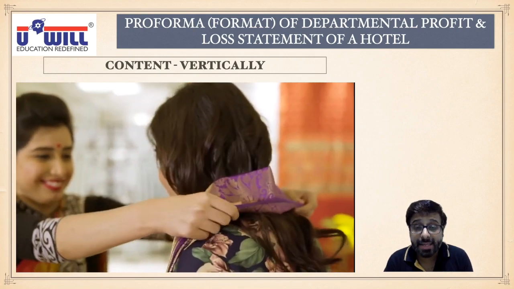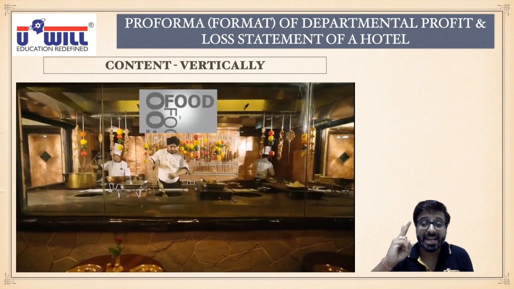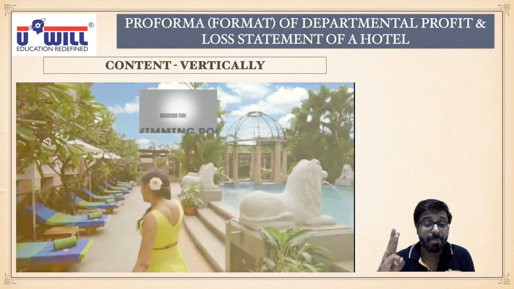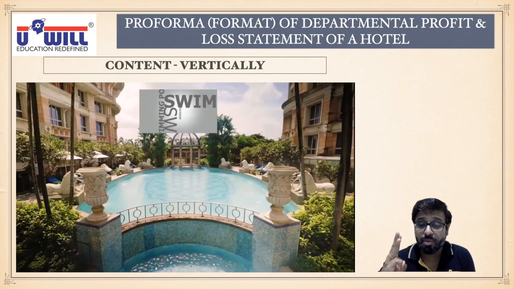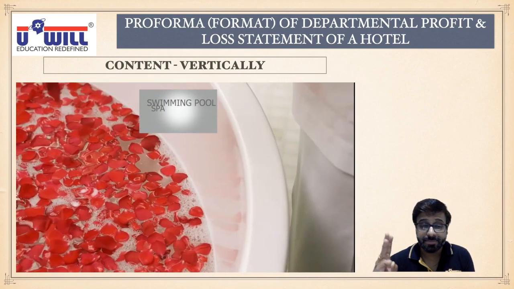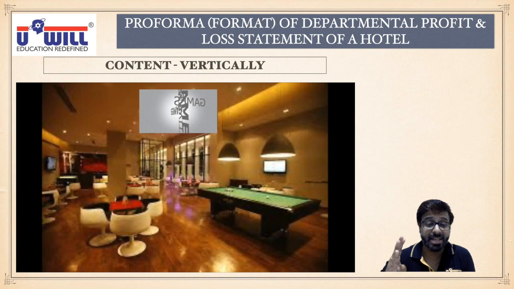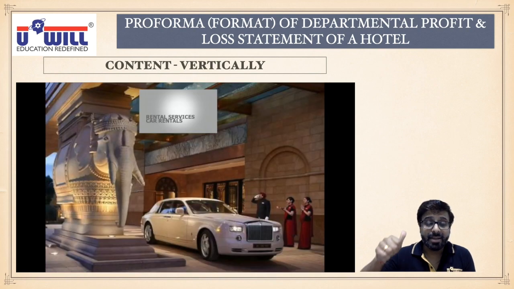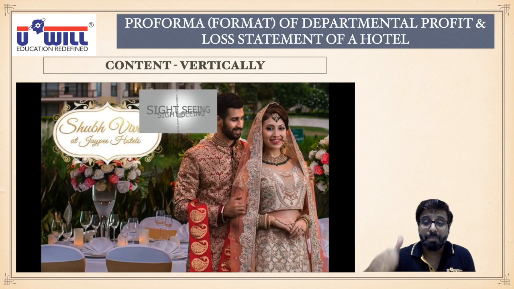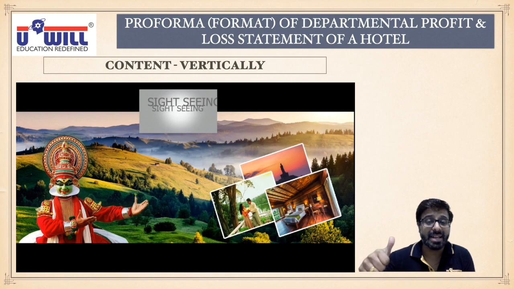As soon as you visit a hotel, after your welcome, you visit your rooms. Remember, first department of a hotel is room. Second, food and beverages, drinks. Beverages means drinks. Third department, swimming pool and spa, connected with each other. Game zone is there in a hotel. And then car rentals and other services. Other services like pick up and drop, weddings, parties, conferences, functions, sightseeing. These all come in other services.